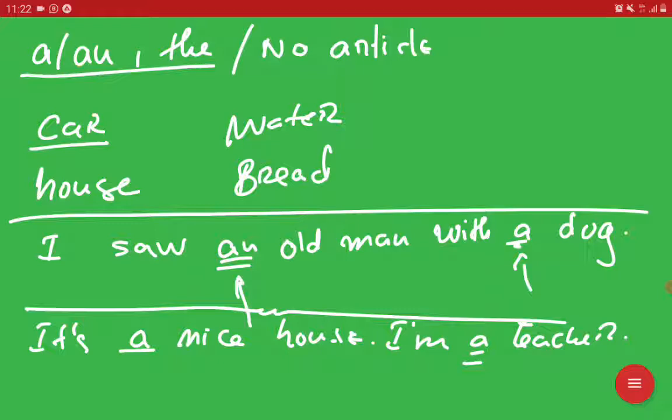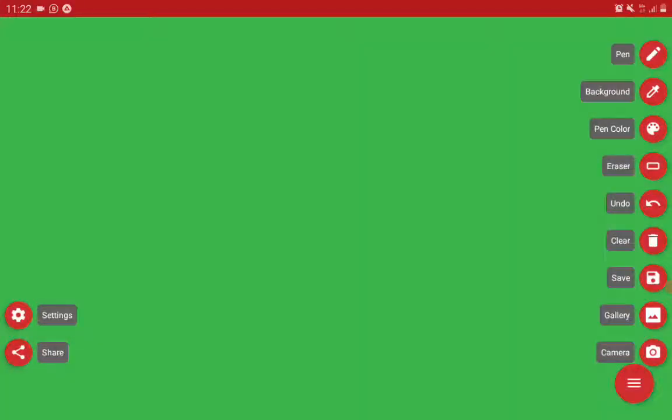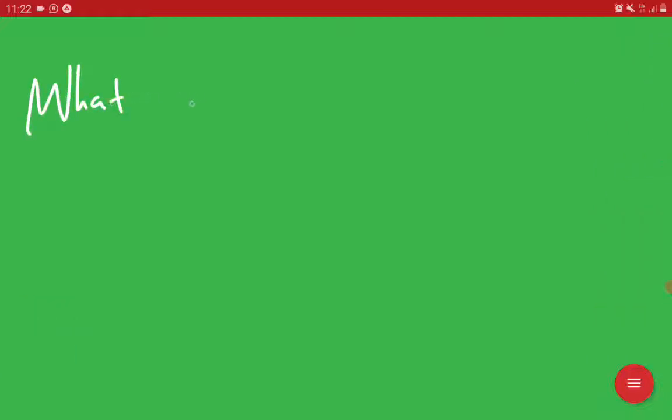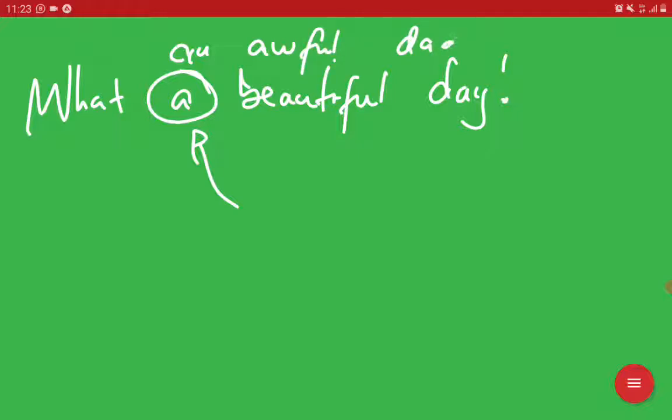Let's see the third usage of the indefinite article. We can also use A and N in exclamation sentences. Let me give one example. You can say, what a beautiful day. You see? This is an exclamation sentence. As I'm exclaiming, I'm using the indefinite article A. What a beautiful day. Or in the opposite, I can say, what an awful day. This is the opposite of a beautiful day. I'm using an indefinite article, A or N, because here I'm showing an exclamation.